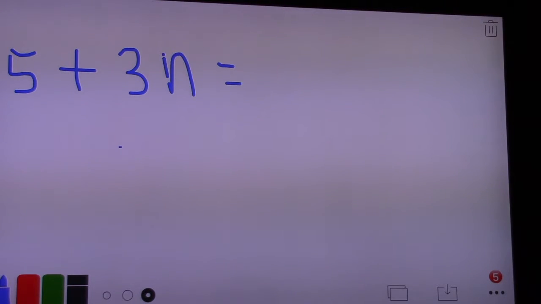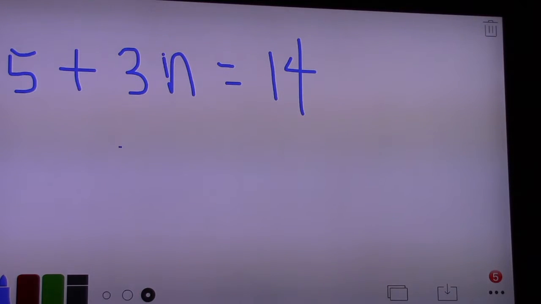Okay, so we're going to go ahead and redo it. 5 plus 3n equals 14. And this time I'm going to make this 5 a negative 5. So right here in front of the 5, it's now negative 5. Pretty sloppy negative, let me clean that up a little bit. It's negative 5 plus 3n equals 14.